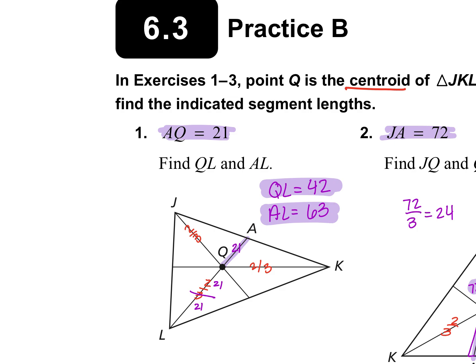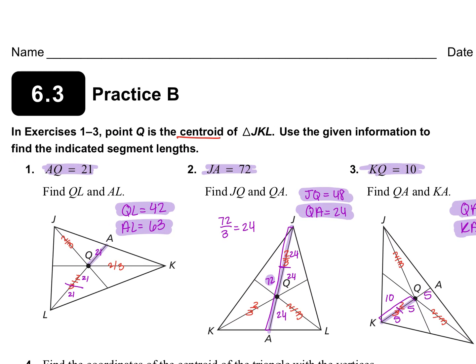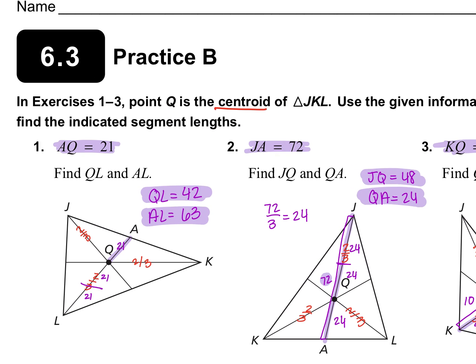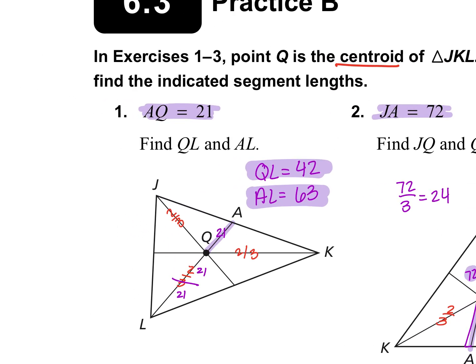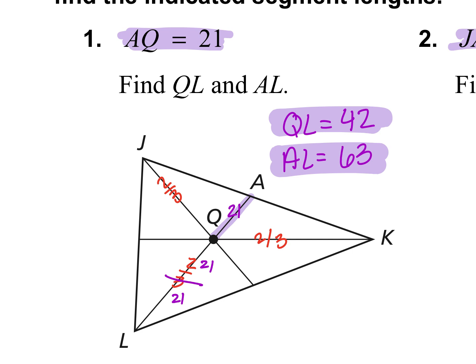Okay, 6.3. For this one, it says for 1 through 3, point Q is the centroid of triangle JKL. Use the given information to find the indicated segment length. So once I see that word centroid, and they're not giving me my coordinates, I'm going to have my 2/3. So when I'm looking at number 1, I labeled, remember, it's your vertices to your centroid that are 2/3. Those are the only things that are 2/3. Everything else is 1/3. So they gave me AQ, which was 21.